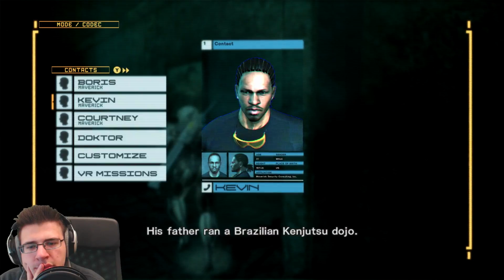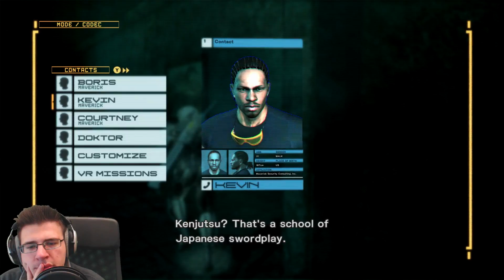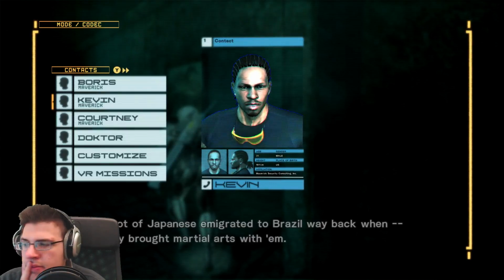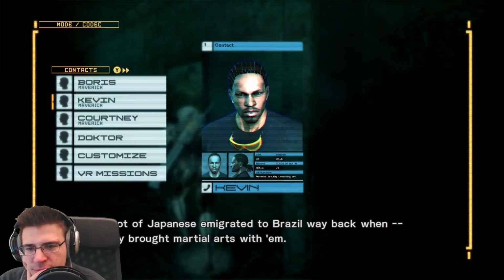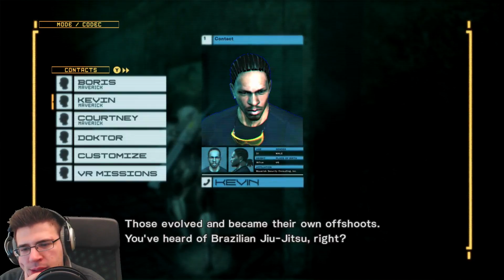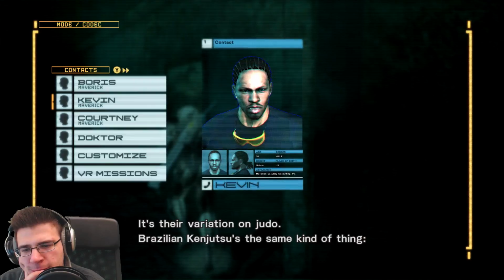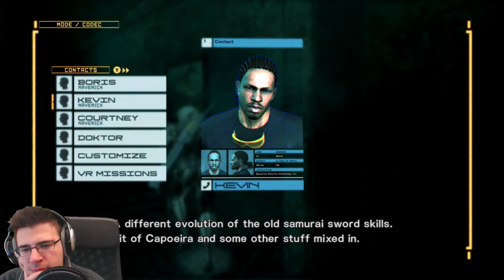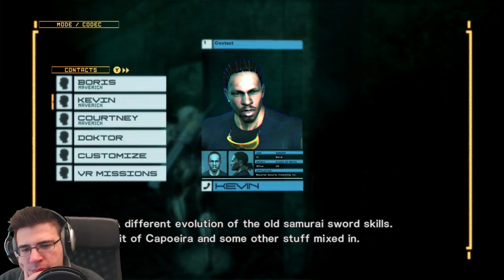His father ran a Brazilian Kenjutsu dojo. Kenjutsu. That's a school of Japanese swordplay. Mm-hmm. A lot of Japanese immigrated to Brazil way back when. They brought martial arts with them. Those evolved and became their own offshoots. You've heard of Brazilian Jiu-Jitsu, right? It's their variation on Judo. Brazilian Kenjutsu's the same kind of thing. A different evolution of the old samurai sword skills. Bit of capoeira and some other stuff mixed in.